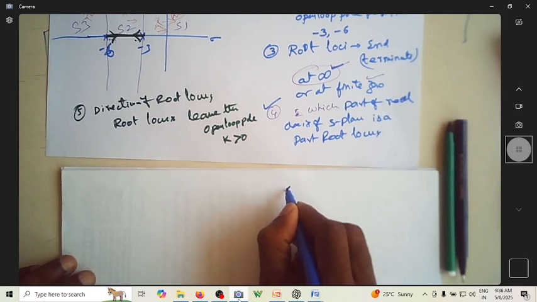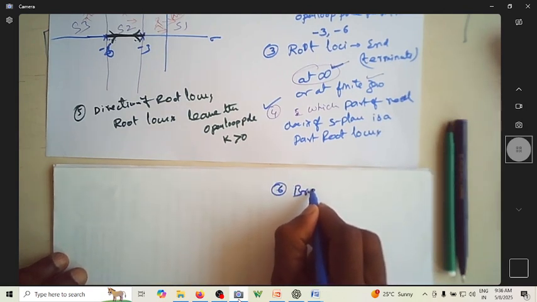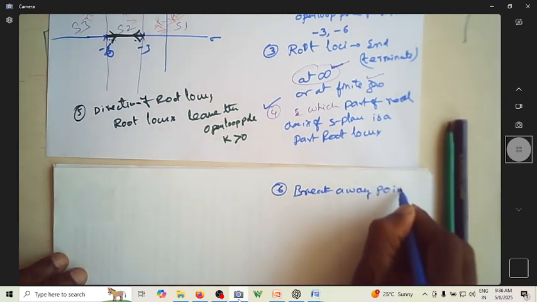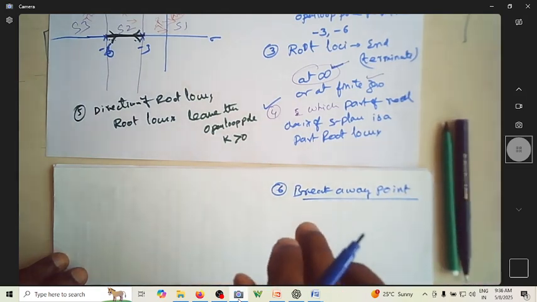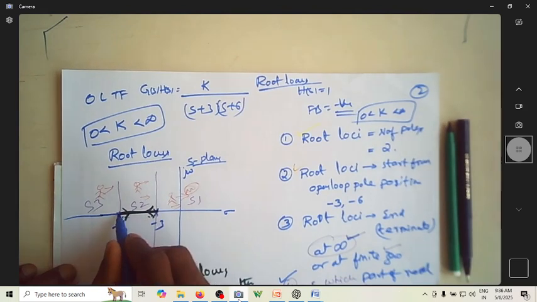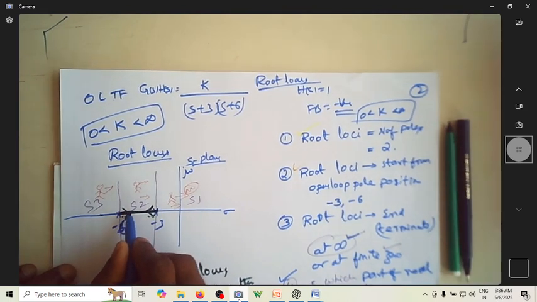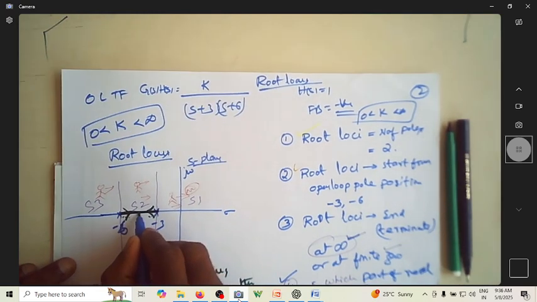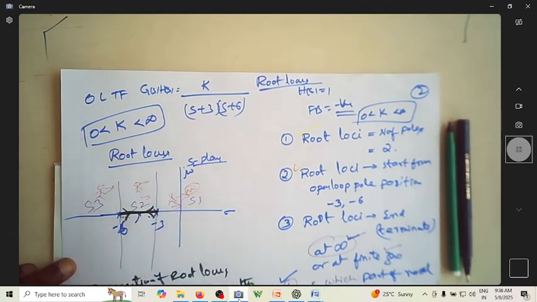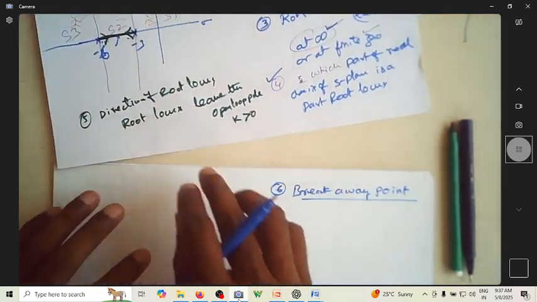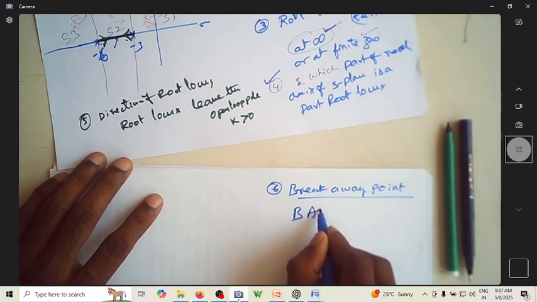So the next important point is the breakaway point. Let me write the sixth one: breakaway point. We know that there is a value of k0 here. As you keep increasing the value of k, for a bit greater value of k, this is coming here, this is also coming here. For a particular value of k, both the roots will meet each other, so they will be overlapping. We call it the breakaway point.